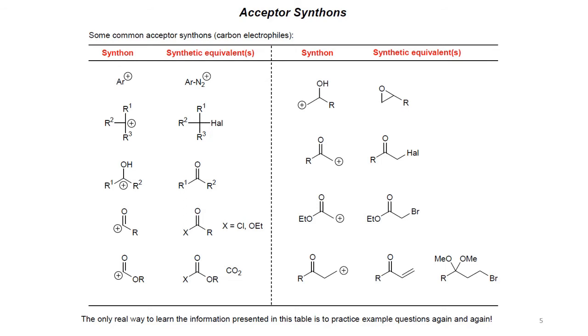Okay, then another one: when you have a synthon where the carbon is plus, but this is not the carbon next to the OH. If the carbon plus is next to the OH, it becomes a carbonyl. But if the plus is on the next carbon, it will give you an epoxide like this.